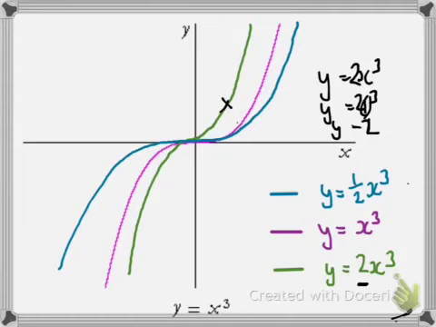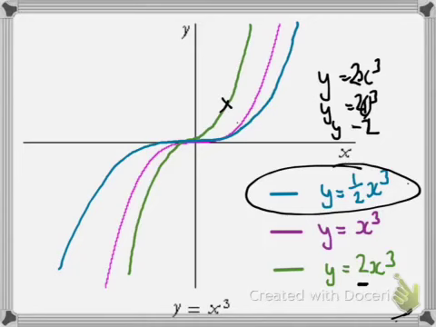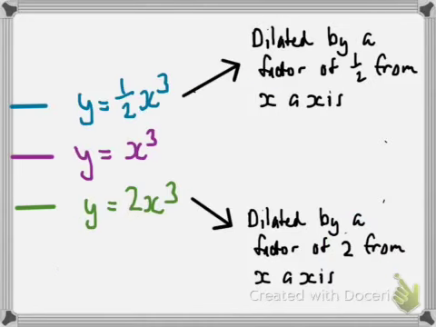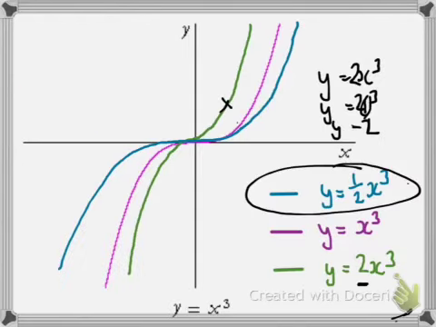Now the third graph there is y equals a half x cubed. That will dilate the graph by a factor of a half from the x-axis, which effectively, as you can see, takes it closer to the x-axis.